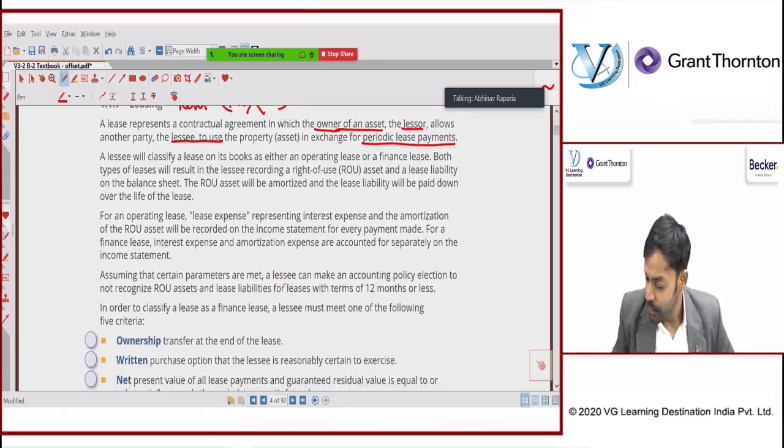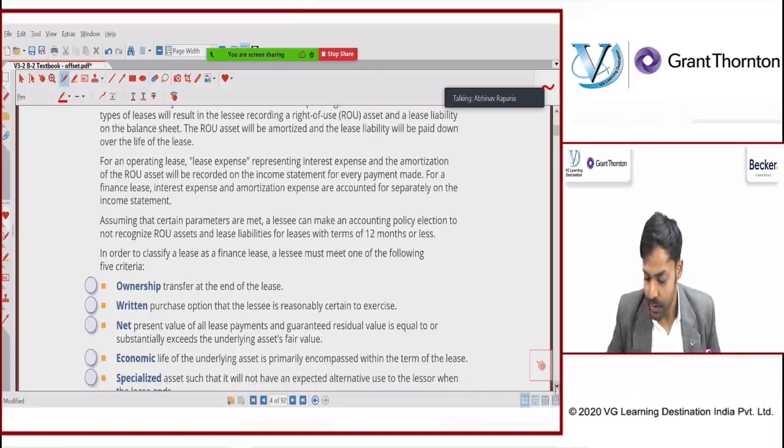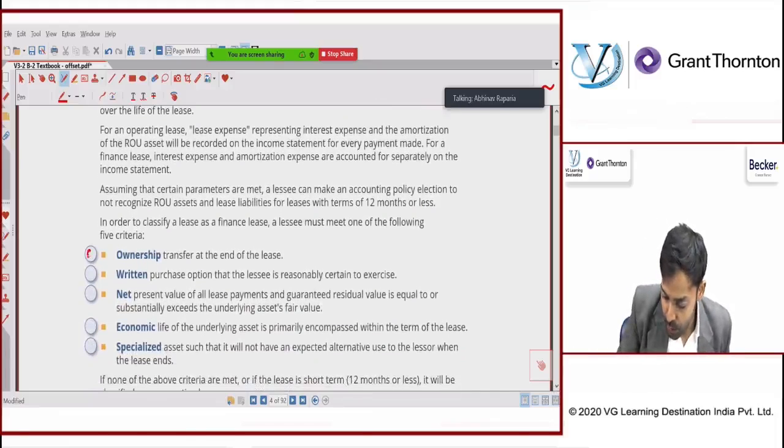A lessee can make the accounting treatment election to not recognize the asset and liabilities with a 12 month period or less. So it's your choice. In case it is less than 12 months and you don't want to recognize it, you will not recognize it. So the conditions we were discussing, OWNES, are these. This is O, this is W, this is N, this is E, and this is S.